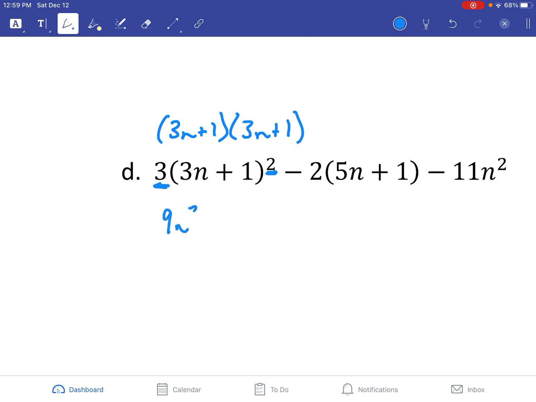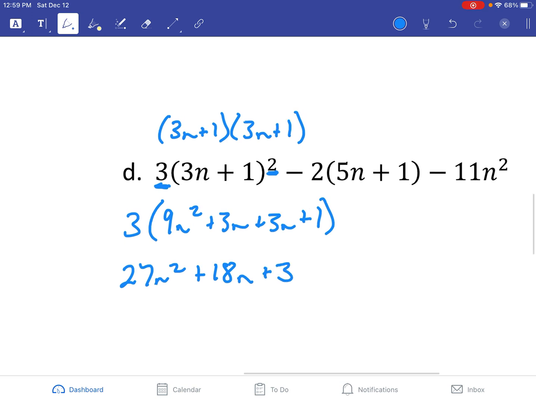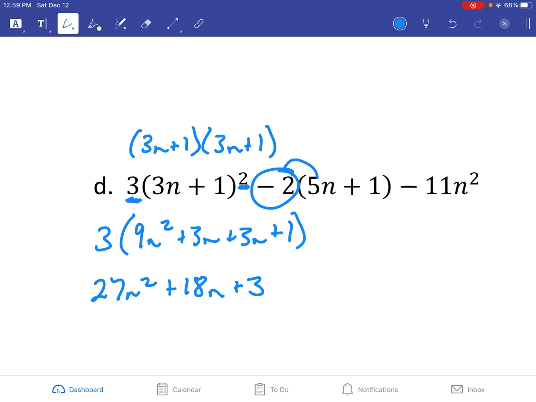Multiply the terms together, I get 9n squared plus 3n plus 3n plus 1. And we're still multiplying that by the 3 out in front. Okay? So if we do that, 3 times all those terms, you're going to get 27n squared. 3n plus 3n is 6n, times 3 is going to be 18n. And 3 times 1 is 3. All right, so that's the terms of the first part of our expression here. Now we have to do -2 times 5n and times 1. So it's going to give you -10n and then -2.